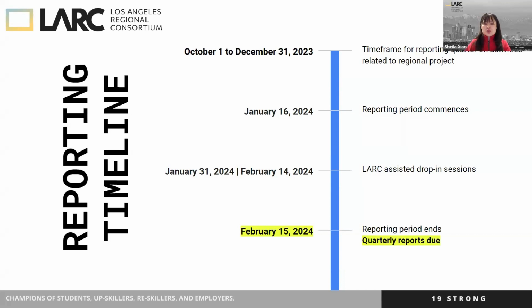We'll be asking folks to report on all activities taking place between October 1st and December 31st of 2023. This reporting period starts January 16th and ends February 15th. So this gives you all approximately 1 month to submit your reports. If folks run into any issues or need any assistance or have any questions, they can join our drop-in sessions that are scheduled on January 31st and February 14th. Next slide.